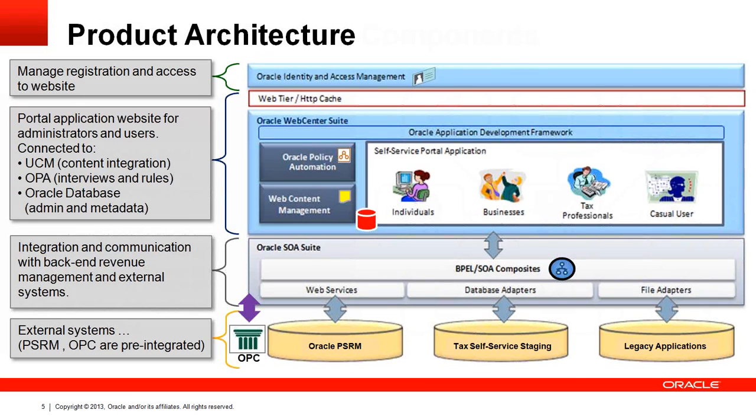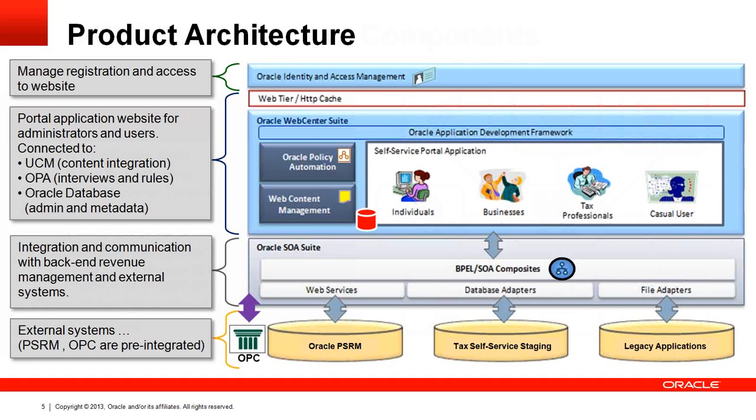The next layer is the integration layer. This is where we will find Oracle People Process Manager. This is the layer that connects the portal application to the outside world, typically using web services. The last part of the slide is the external system.